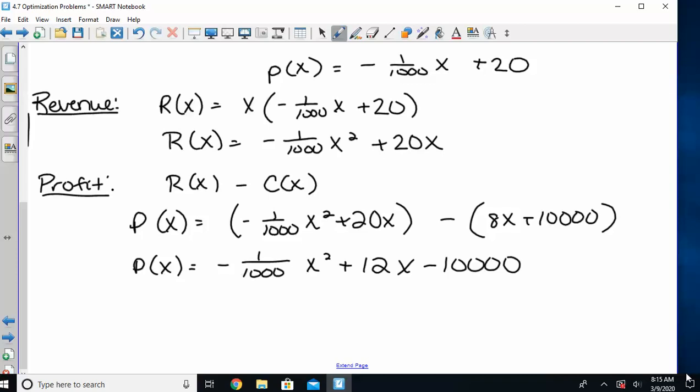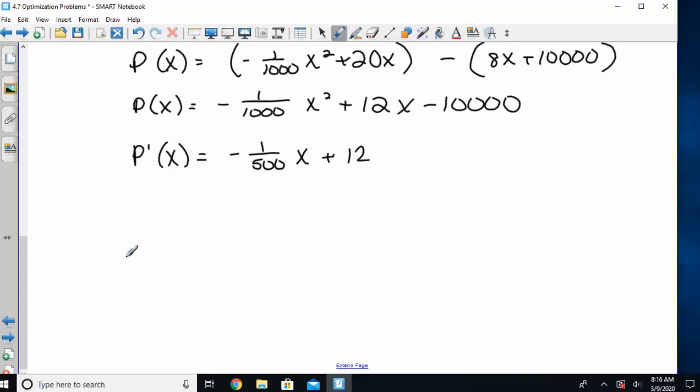So if I want to maximize this, what do I do? Derivative. So if I break down my 2, I get negative 1 over 500 x. Derivative of 12x is 12. We want to know when the derivative is 0. Multiply over my 500, and x is 6,000.